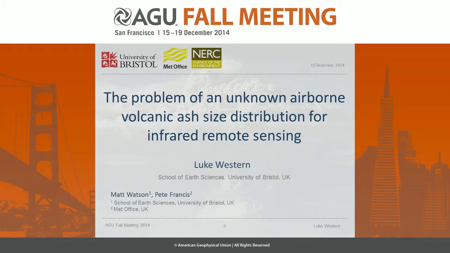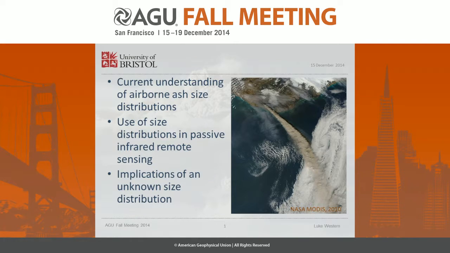So I'm going to move away from landslides for a bit and start talking about remote sensing of volcanic ash clouds, and more specifically the problem of having an unknown size distribution when carrying out retrievals. To start things off, I'll talk about what we currently know and what we currently don't know about volcanic ash airborne size distributions. Then I'll go on to talk about how and why we need these, or how we use these size distributions in infrared remote sensing and why we need to make certain assumptions. And finally, some of the implications and uncertainties attached to not correctly knowing the size distribution during these retrievals.